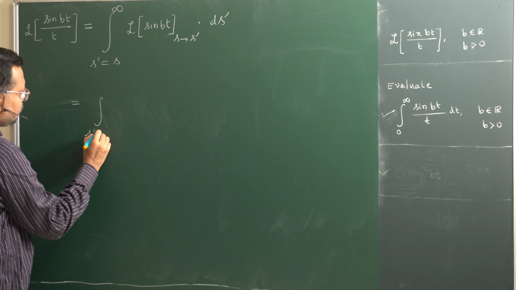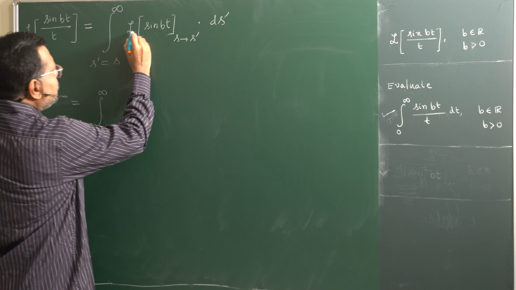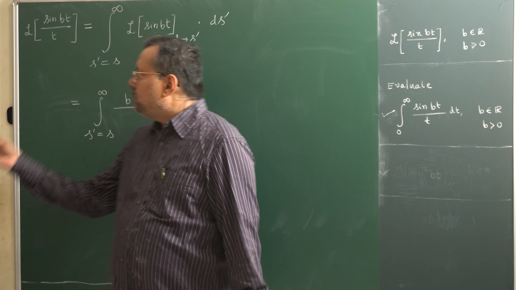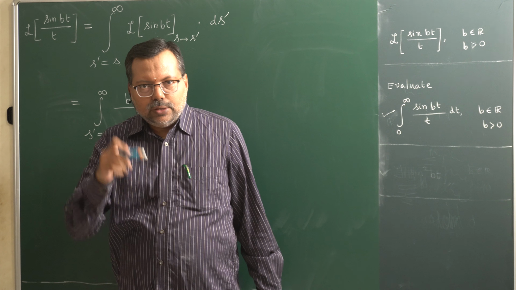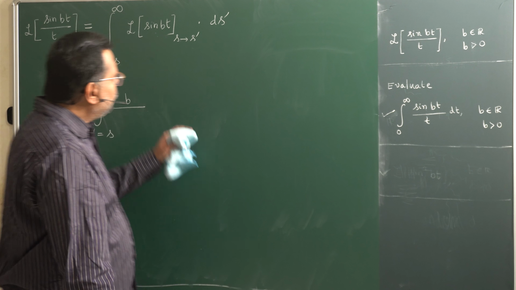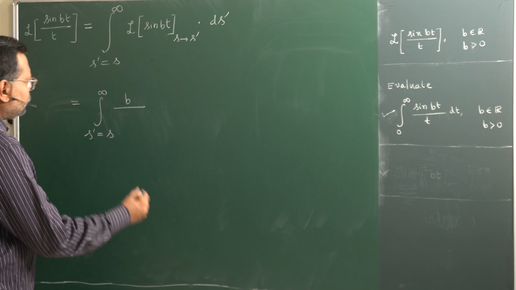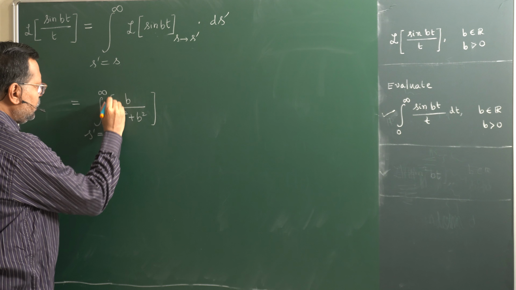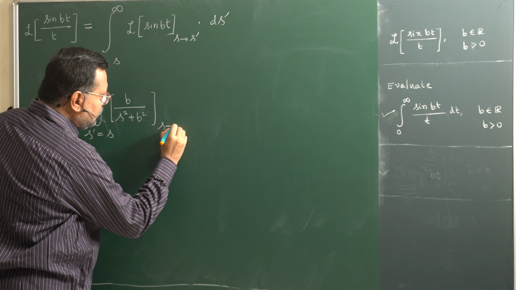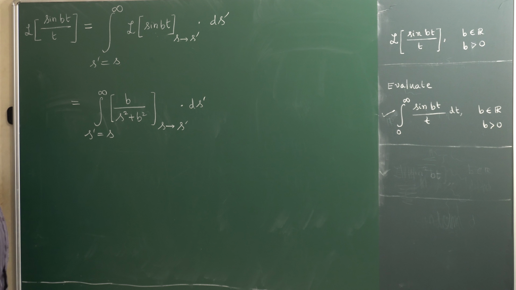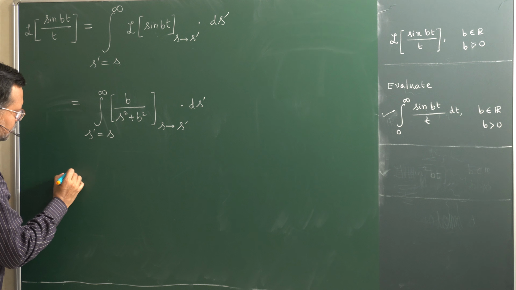Therefore we have the integral from s prime equal to s to infinity. What is the Laplace transformation of sine bt? It is b divided by s square plus b square. This kind of basic, elementary function we have already done in the very beginning, maybe lecture number 2, 3, and so on; you can verify. In this, the variable s has to be replaced by s prime, and the integration is with respect to s prime.